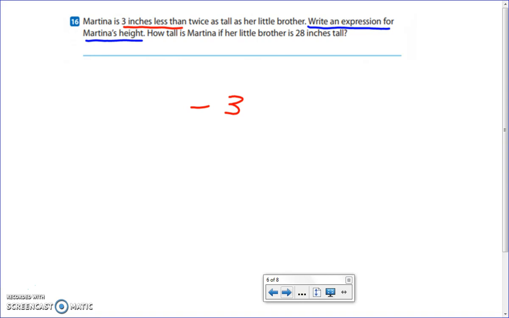It says she's 3 less than twice as tall as her little brother. Twice as tall means twice as big, 2 times, as her little brother. Now, we don't know how tall her little brother is, and so that's the unknown. It doesn't say a number because this is a real life situation. So let's use a variable for her little brother. The most popular variable is x. Sometimes if you're talking about bananas or apples, you could use b's and a's, but in this case there's only one variable, so we'll just use x. Her little brother's height, we're going to call x.